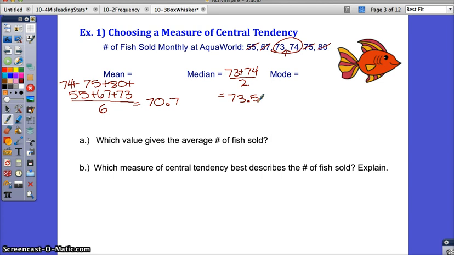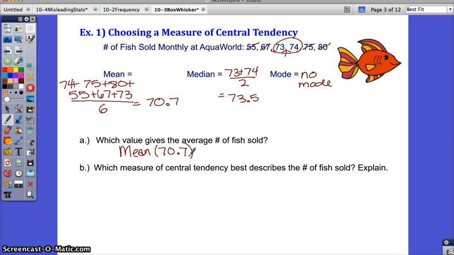And the mode's the number that occurs the most. All of these data values only occur once, so there is no mode. Don't write 0, because if you write the number 0, I might think the mode is the number 0. So you actually have to write no mode. None of these occur more than the others, so there's no mode. So for this data set, which value gives the average of the number of fish sold? The average, like we said, is always the mean. So the mean here would be 70 and 7/10.